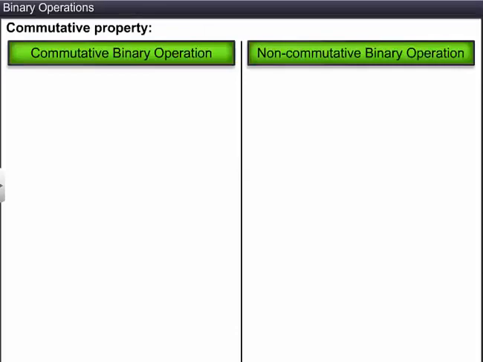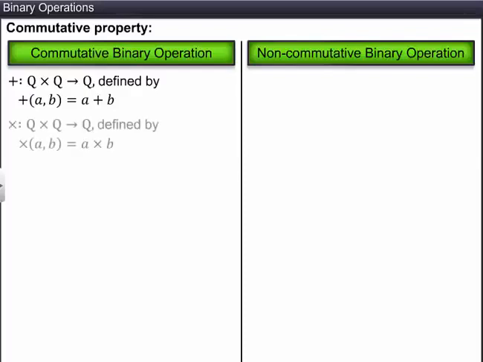Hence, the function addition from Q cross Q to Q, defined by plus of (a, b) equal to a plus b, is a commutative binary operation. Similarly, the operation multiplication from Q cross Q to Q is also a commutative binary operation, since a into b is equal to b into a.